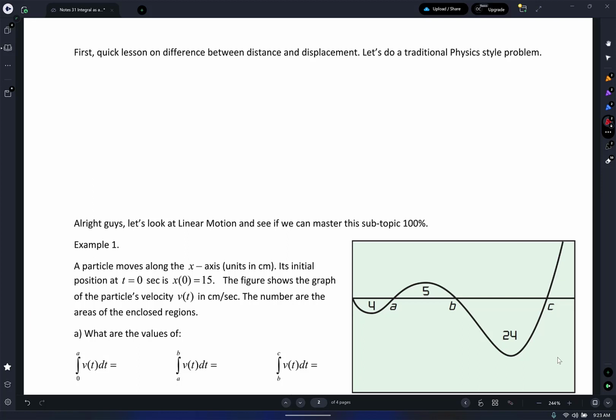Before we get started, a really fast lesson on the difference between distance and displacement. I'm going to do a traditional physics style problem. I'm going to say bird's eye view. This dot is you. It's a bird's eye view.